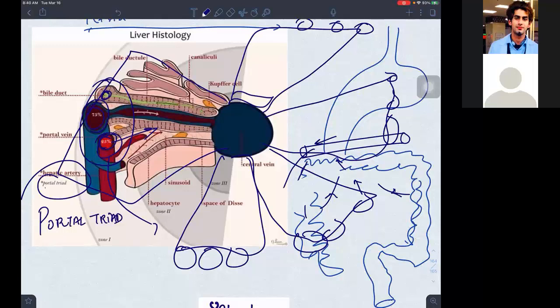Can I say this is a bile duct? Can I say this is a portal vein? Can I say this is a hepatic artery? Present all these components finally form a portal triad.